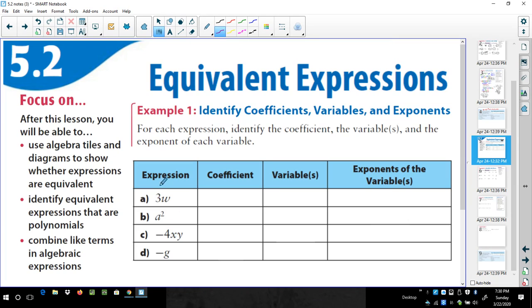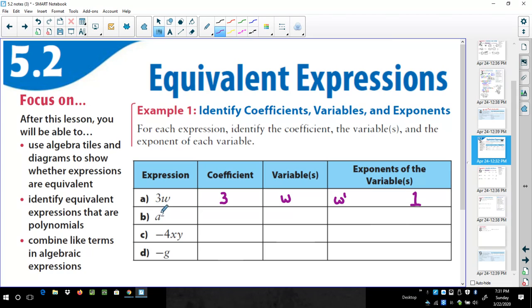First of all, we'll take a look at the expression. In the expression 3w, the coefficient is the number that is multiplied to the variable. So we'll write a 3. Our variable is the letter W, and it is W to the 1, so our exponent value is a 1.